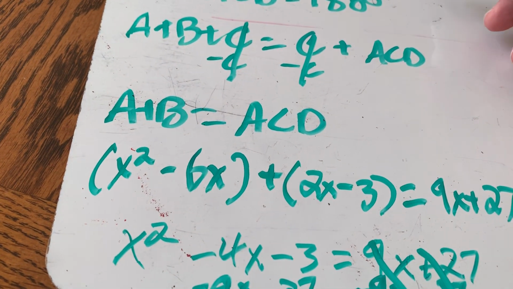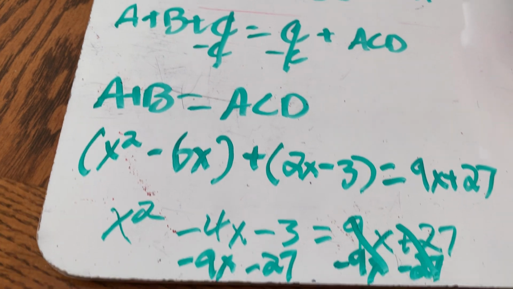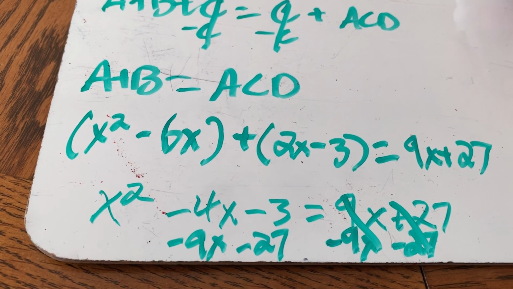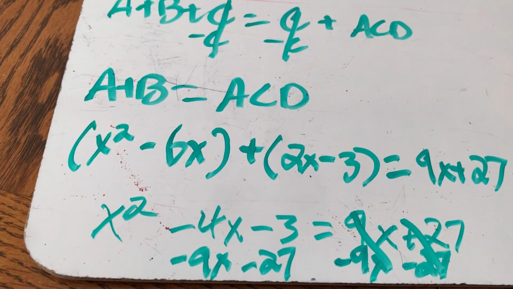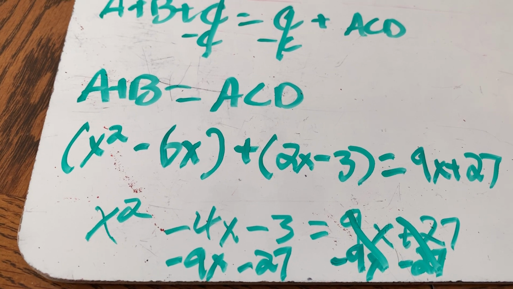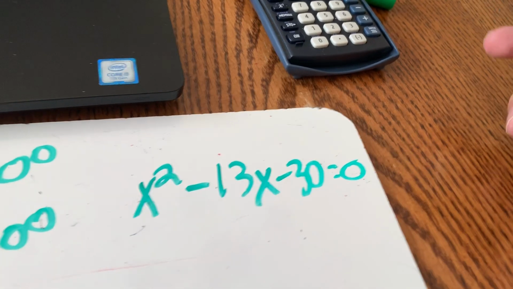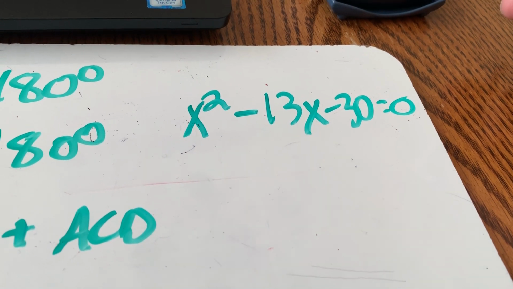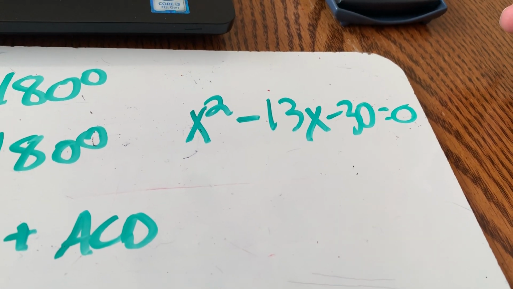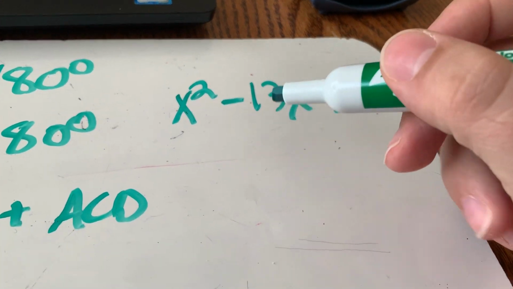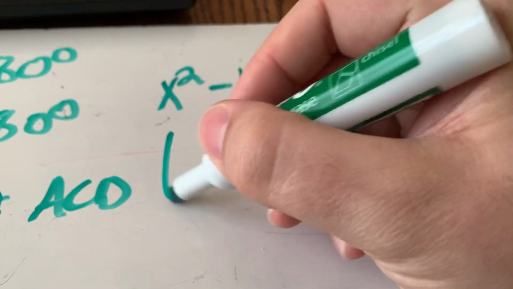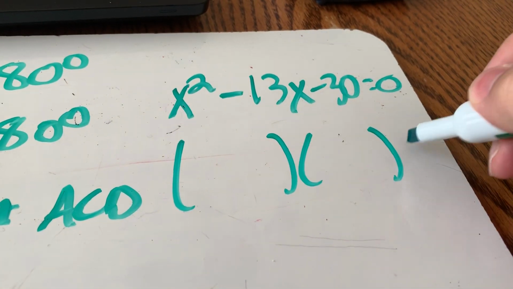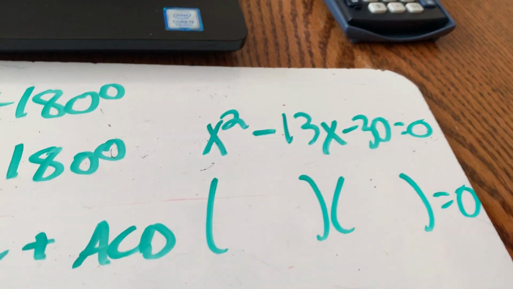So I got x squared. Negative 4x minus 9 more x is negative 13x. Then negative 3 minus 27 is negative 30. So that gives me this. x squared minus 13x minus 30 equals 0. So being quadratic, got to factor it. Okay?